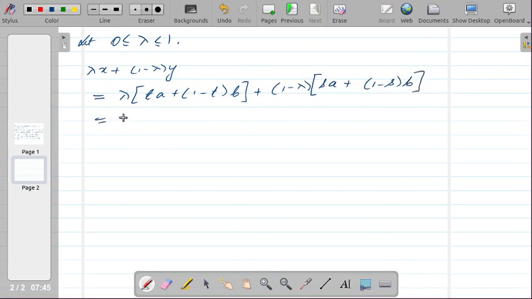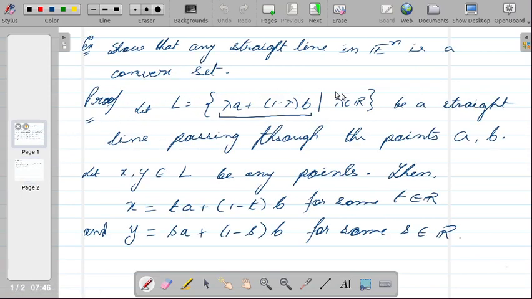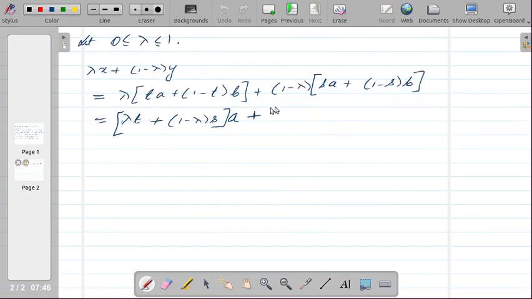So this is lambda t. Let us collect the coefficients of a together: lambda t plus 1 minus lambda times s, multiplied with a, plus the rest. Here a and b are points on the line passing through the points a, b inside E to the power n. Let us collect the coefficients of b also: this is lambda times 1 minus t plus 1 minus lambda times 1 minus s, multiplied with b.